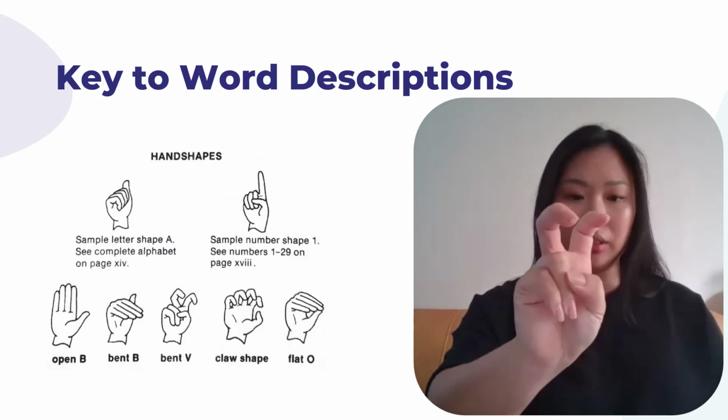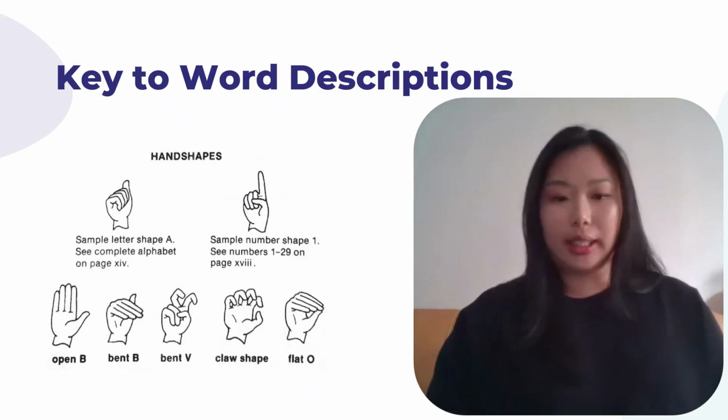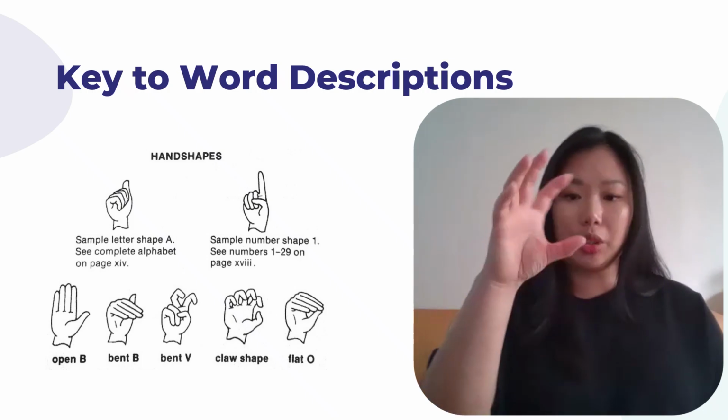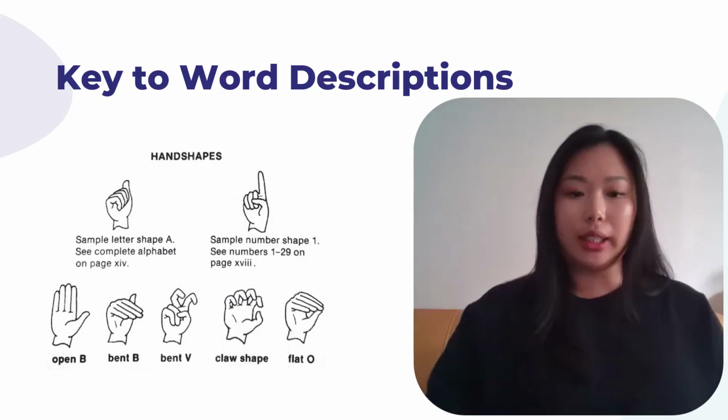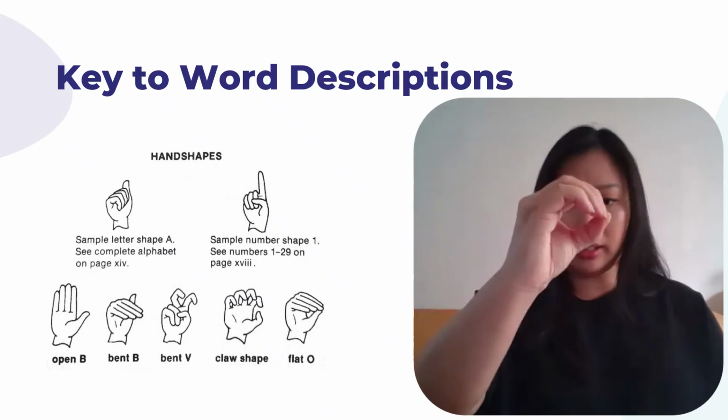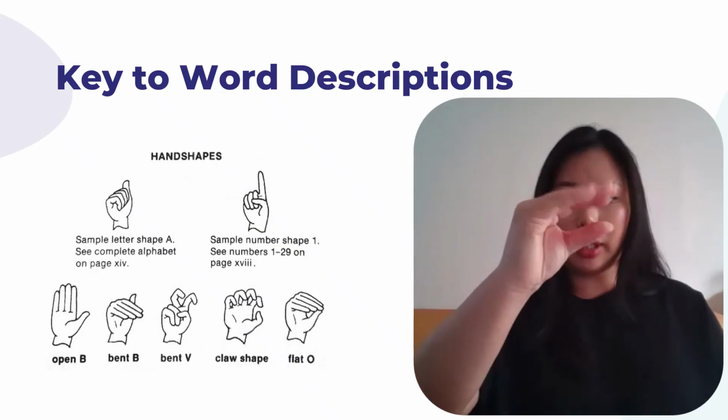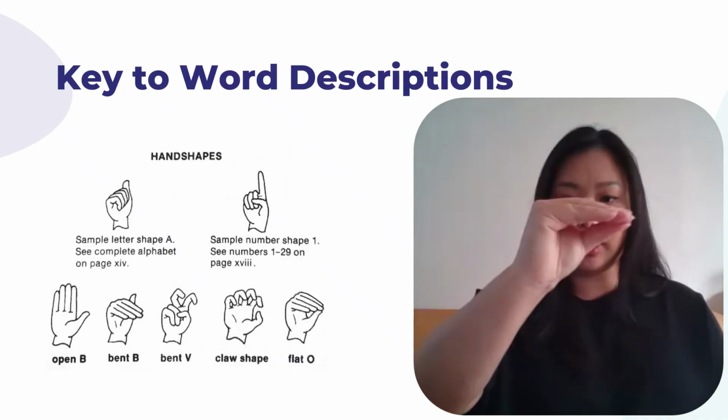Bent V. You might see the description for a claw shape, so you make a claw with your hand. Or you might see a flat O, so an O is like this. A flat O, you would flatten your fingers out like this. Flat O.